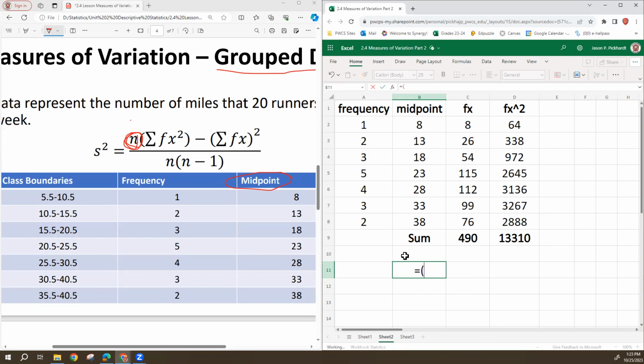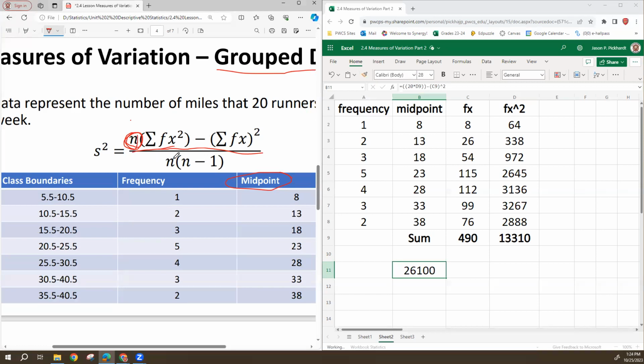So I am going to do 20 times f times x squared. That's this value. And you can do this in multiple steps if you want to. That might make it easier. I'm going to subtract from that this value squared. So this is the top of my fraction over here.